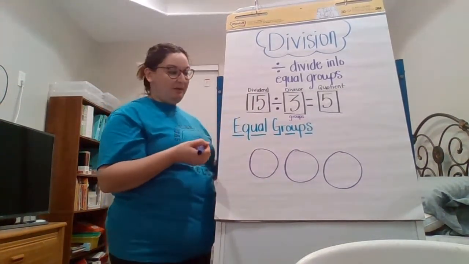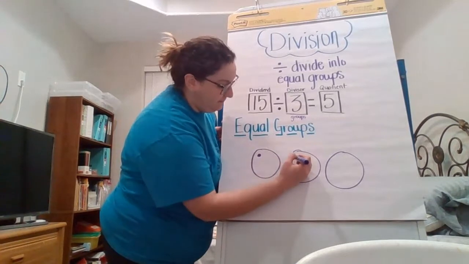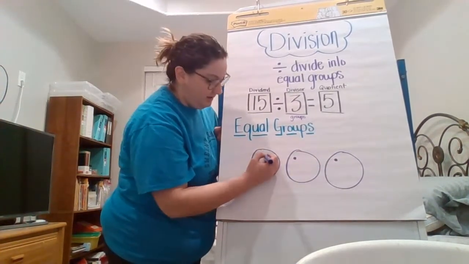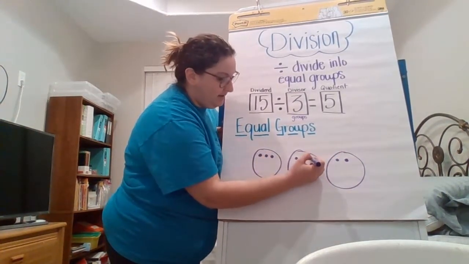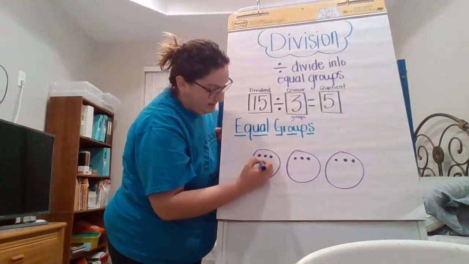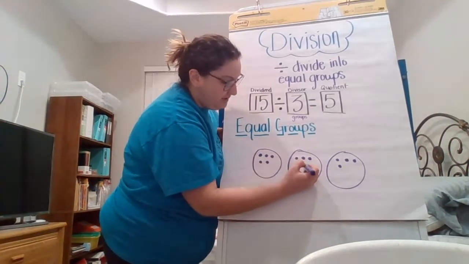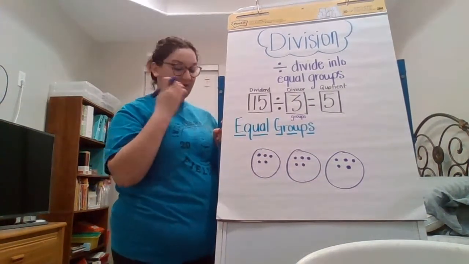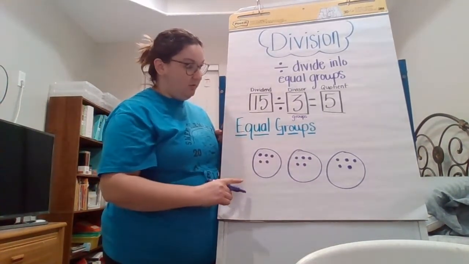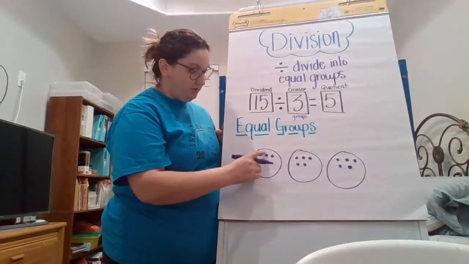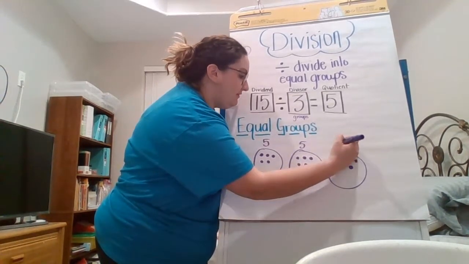How we do this is we put 1 in each group until we get to 15. So 1, 2, 3, 4, 5, 6, 7, 8, 9, 10, 11, 12, 13, 14, 15. All I did was I started at 1 and put 1 in each group until I got to 15. When we look at our picture, I have 5 in each group. I have 5 here, 5 here, and 5 here.